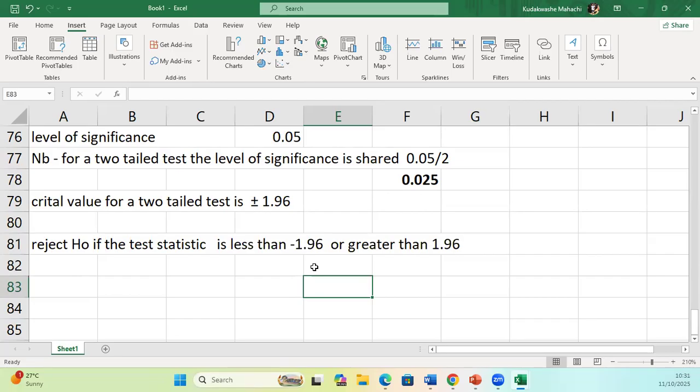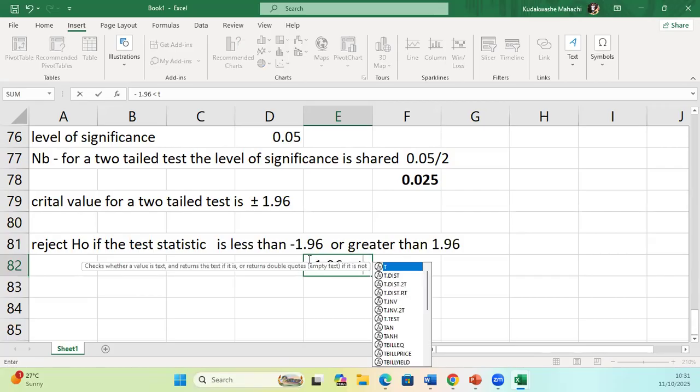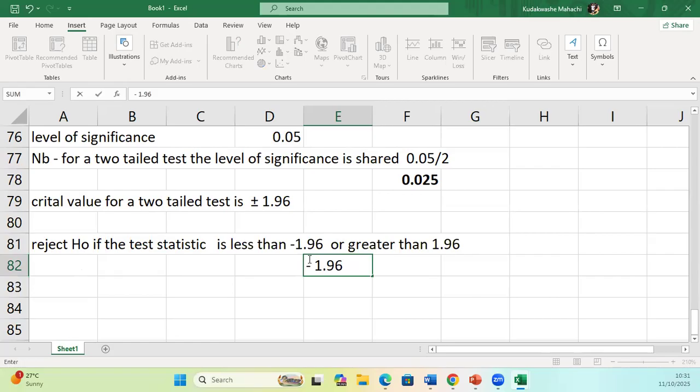So we are saying if it's an inequality, we reject H naught if the test statistic is less than minus 1.96 or greater than 1.96. So we reject under two cases: if it's less than minus 1.96 or if it's actually greater than 1.96.